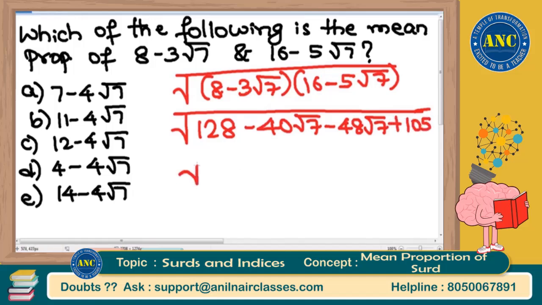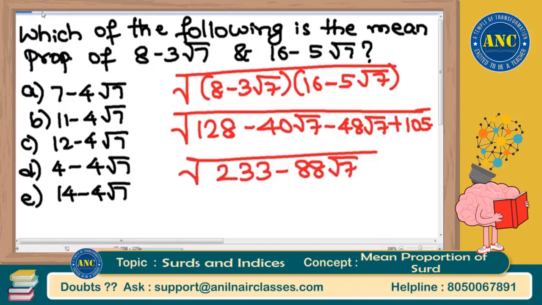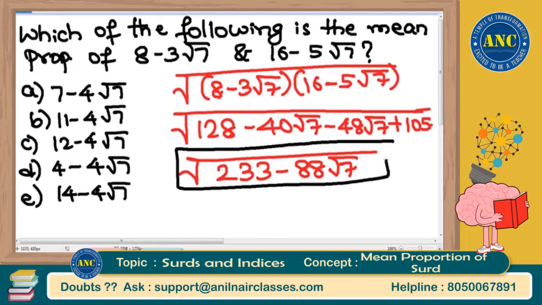Further simplifying, I will get square root of 233, since 128 plus 105 is 233, minus 88 root 7. Now think logically, sir. You already know how to find the square root of this term, because we have solved multiple questions of square root of a surd. So you know how to solve this already.